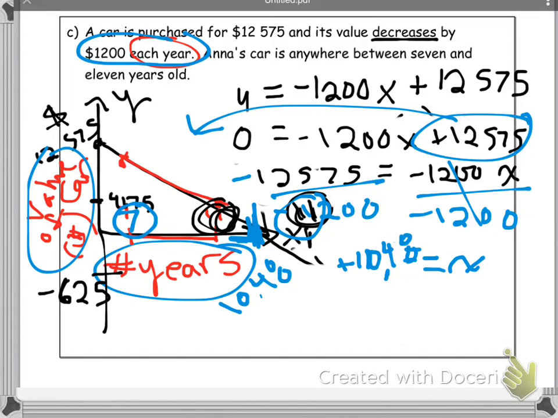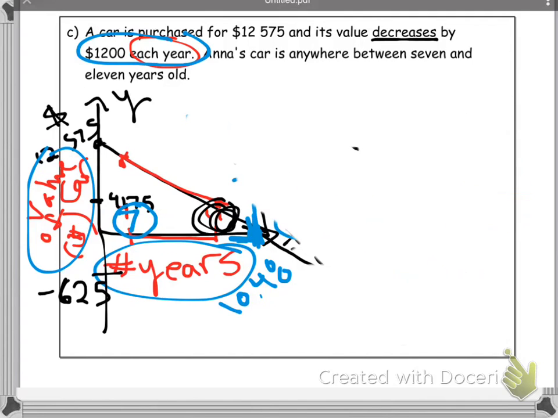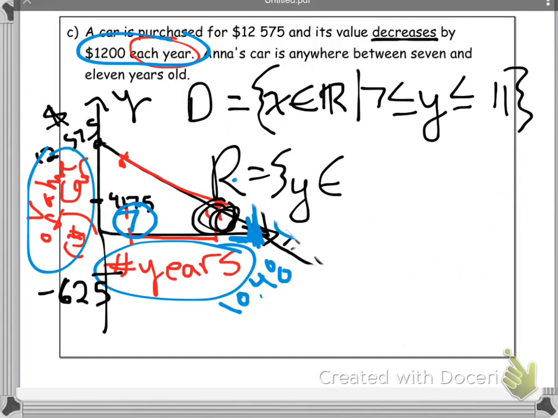So domain and range. Clean this up. Domain equals, what's that? X is a number of years. Now you can have 7.1 years, 7.12 years, 7.13 years. Those all exist. So x is an element of the real numbers such that x is between and equal to 7 and 11. Range, y is an element of the real numbers, because if x is an element of the real numbers and y is dependent on x, then y can be an element of the real numbers.